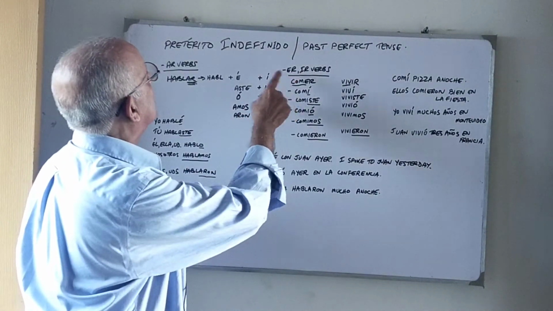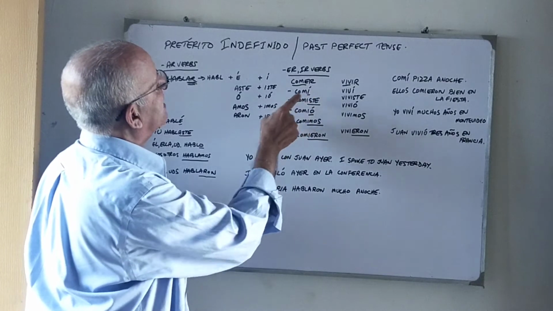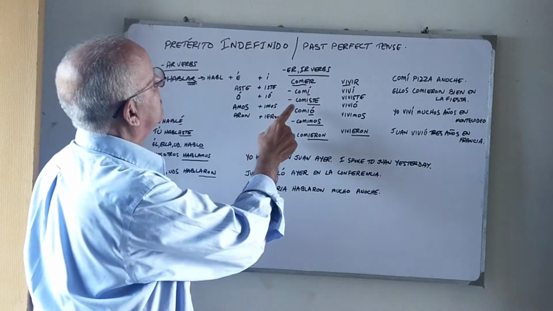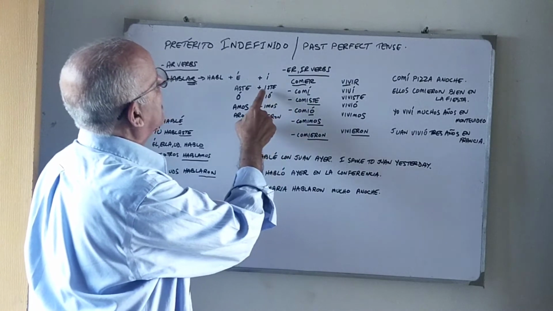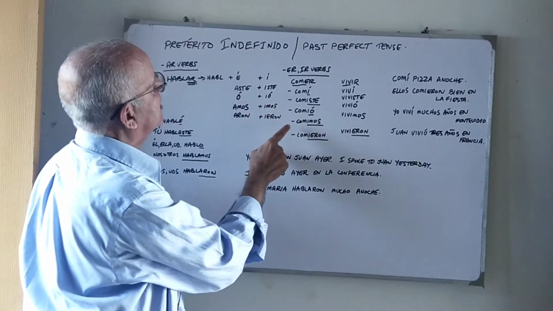ER and IR verbs, what do we do? We remove the ER and the IR from the endings, and for the yo we add the I. Okay, it's yo comí for ER verb. Tú comiste, we add the ISTE. Él, ella, usted comió, we add the IO.